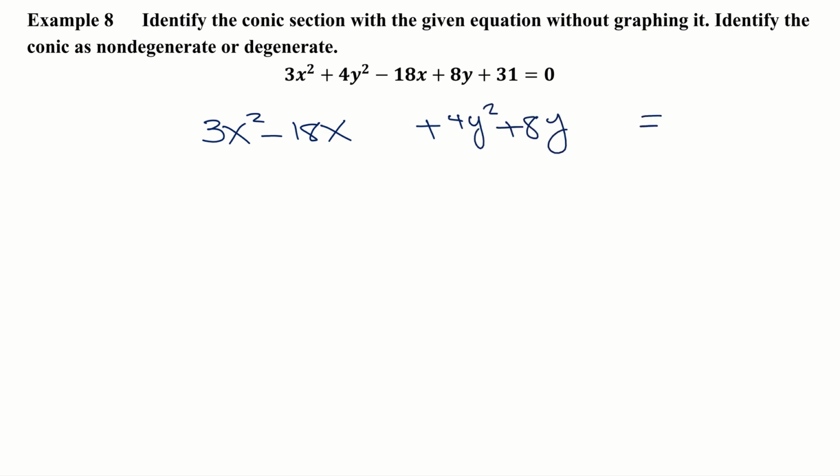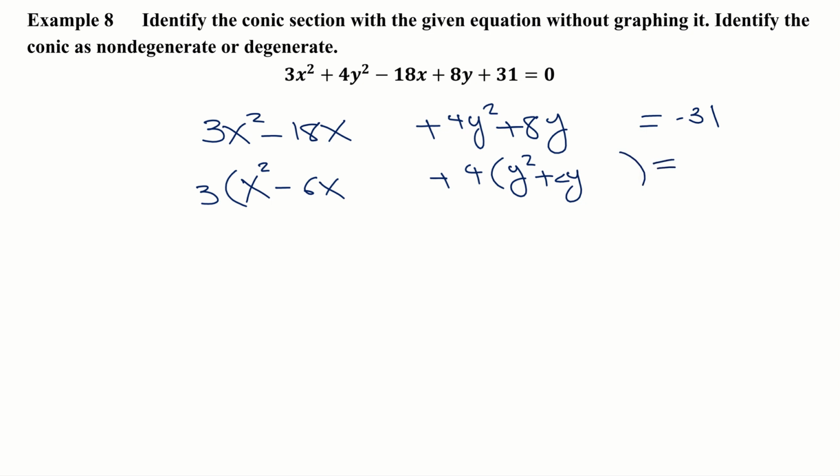And we'll go ahead and move the constant to the other side. And now we're going to go ahead and factor a 3 here, because in order to use the completing the square trick, which is take half the coefficient of the first degree term and then square it, we need to have a coefficient of 1. So first we need to make sure that the x squared has a coefficient of 1 on the lead term, right? Minus 6x. And let me leave some space here and go ahead and factor out the 4 as well. So I get 4 times y squared plus 2y.